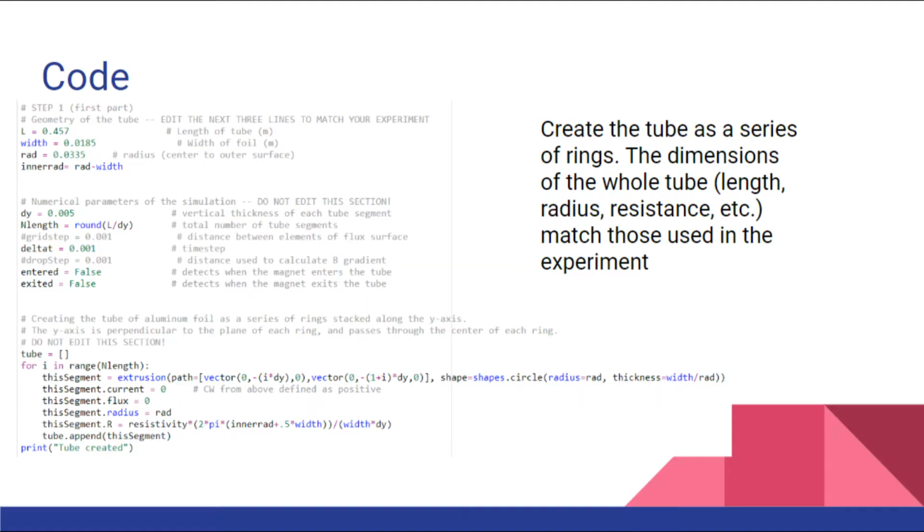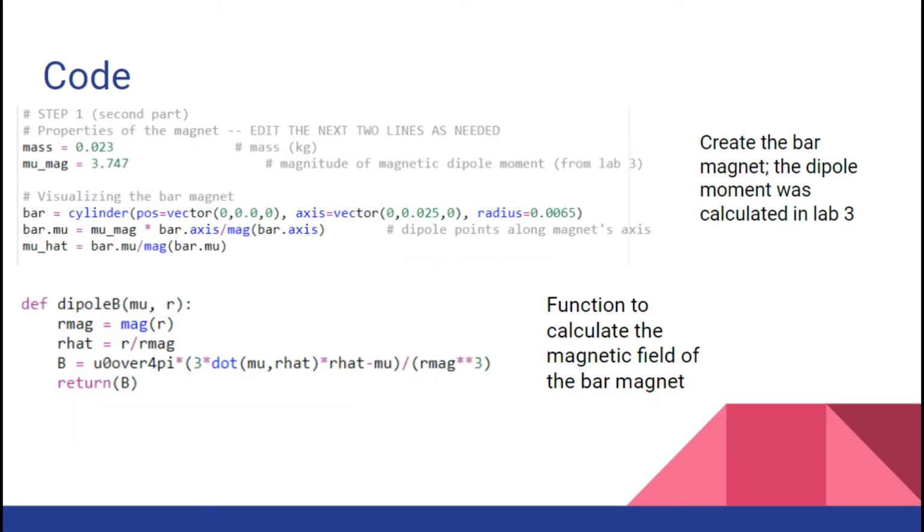The first part of our code simulates the aluminum tube as a series of thin rings. The dimensions of the whole tube, its length, radius, electrical resistance, and other measurements match those of the aluminum tube used in the physical experiment. In the next part of our code, we simulate the bar magnet using the dipole moment that was calculated in Lab 3 for the magnet, and then also create a function used to calculate the magnetic field of a dipole at a certain location.